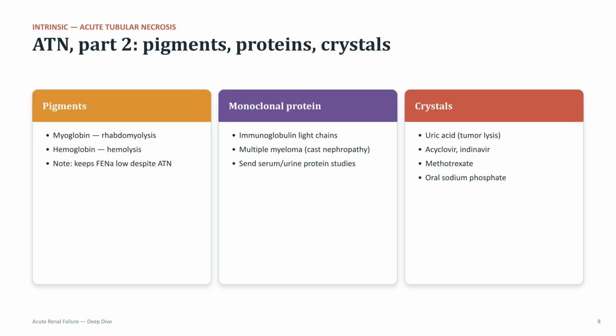Beyond medications, ATN can be caused by pigments like myoglobin or hemoglobin, monoclonal proteins such as those seen in multiple myeloma, and crystals. Crystals can form from tumor lysis or drugs like acyclovir and methotrexate. Identify these triggers to prevent further injury.